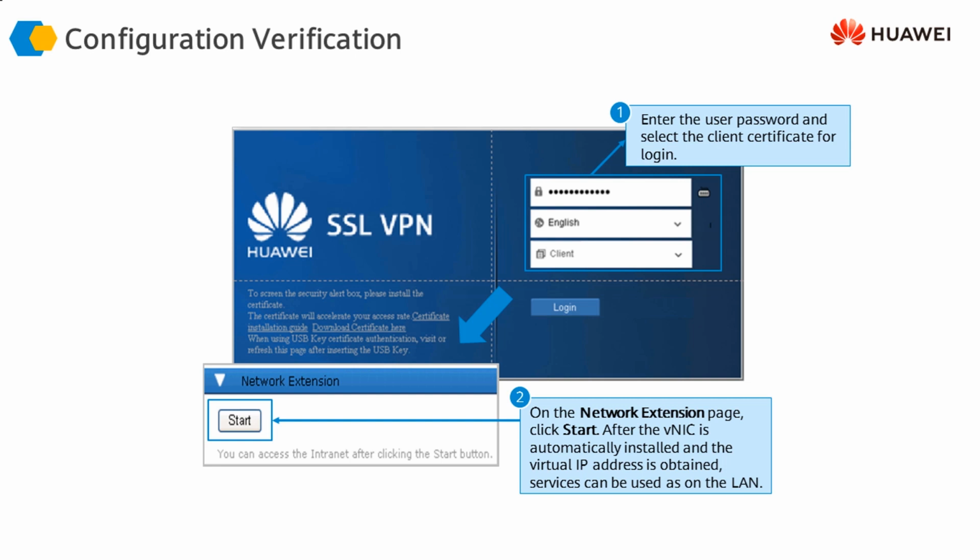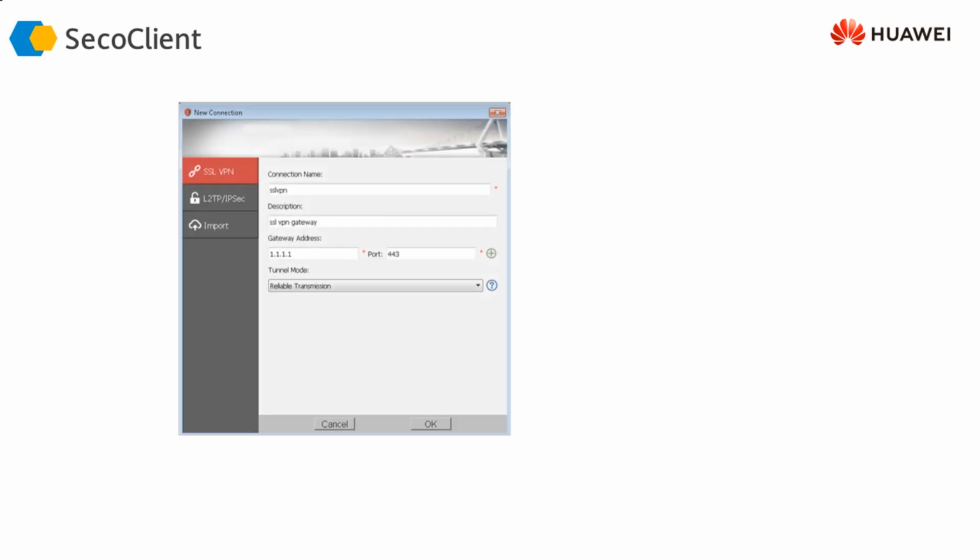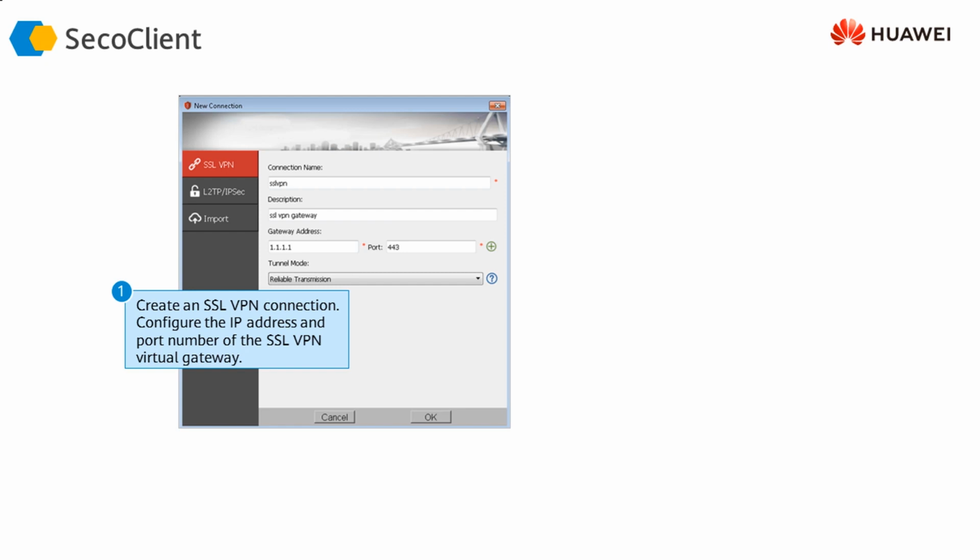This is by using the browser. We can also use Huawei's SecoClient, secure client, which can be used for accessing the intranet resources using SSL VPN. SecoClient supports SSL VPN, supports L2TP or L2TP over IPsec, but here we are using SSL services.